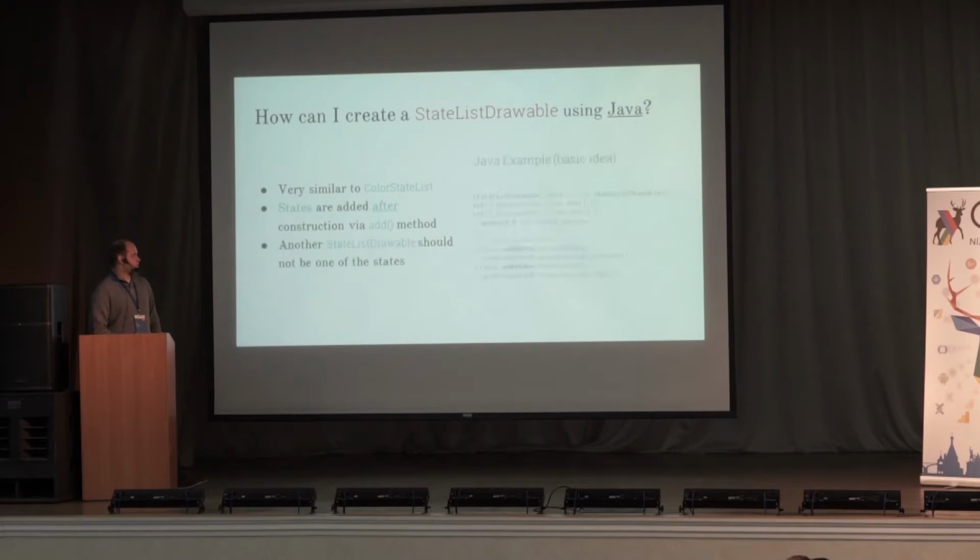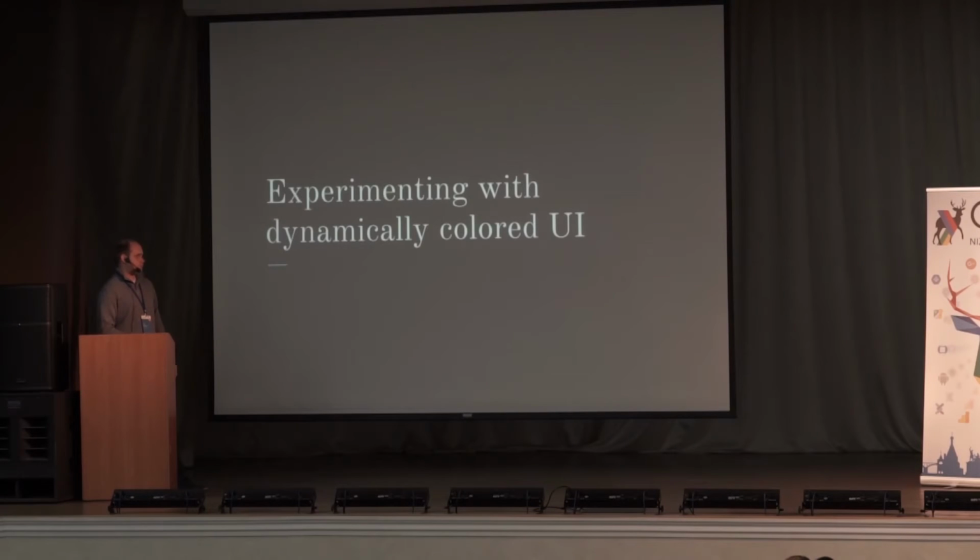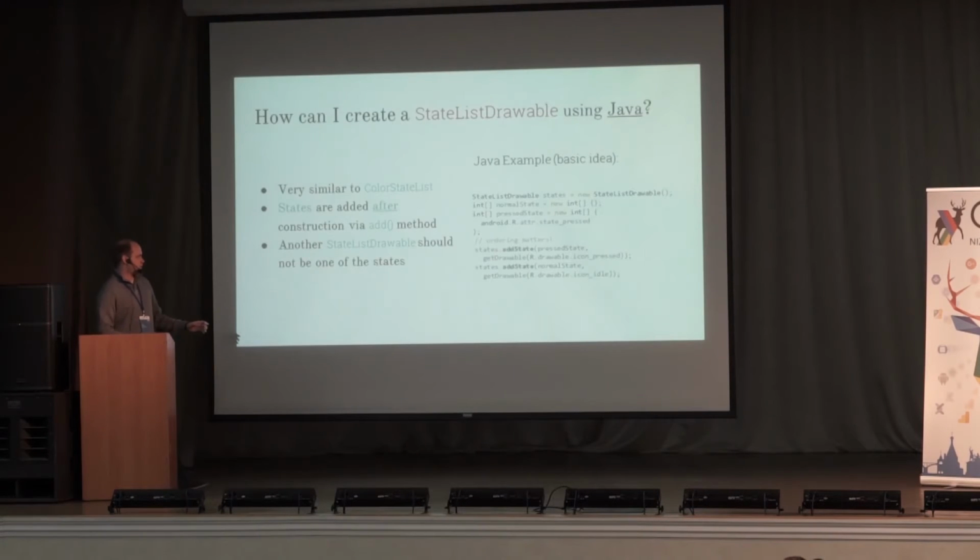It's basically the same thing for the stateless drawable. It's just the same thing. The only difference is you don't create 2 arrays, you add states manually one by one. Also, ordering matters. The first one gets matched.